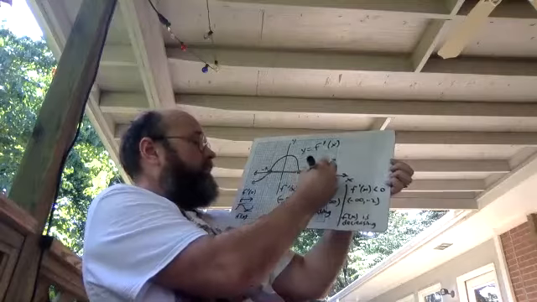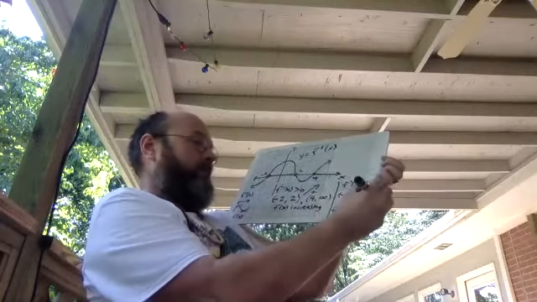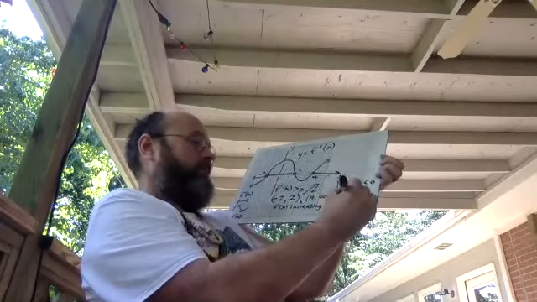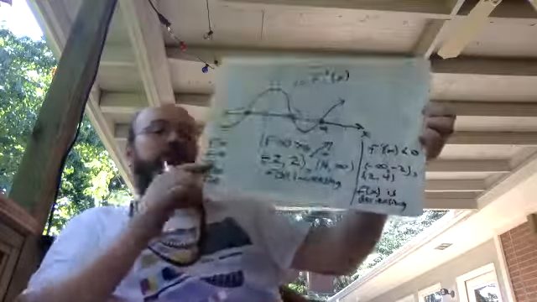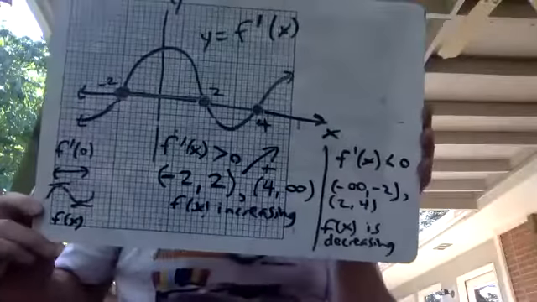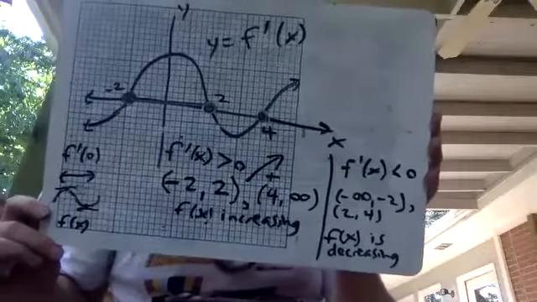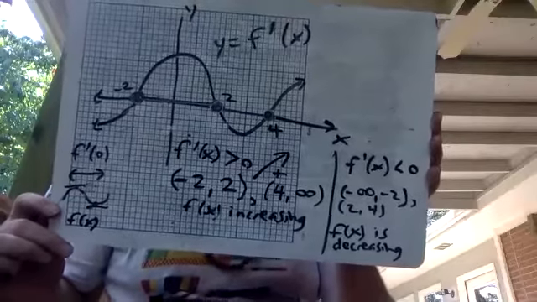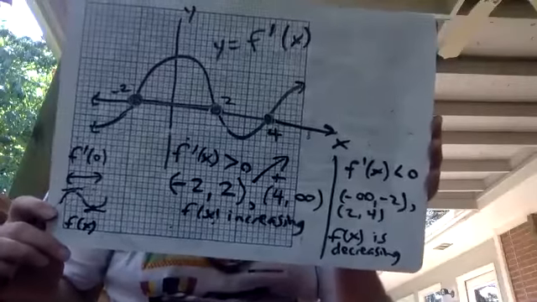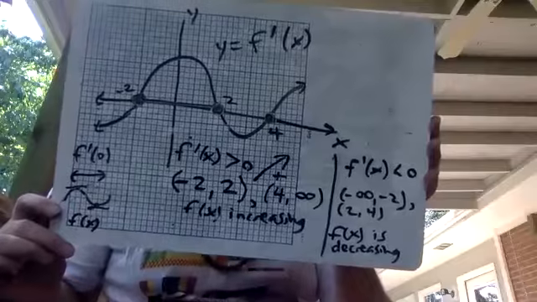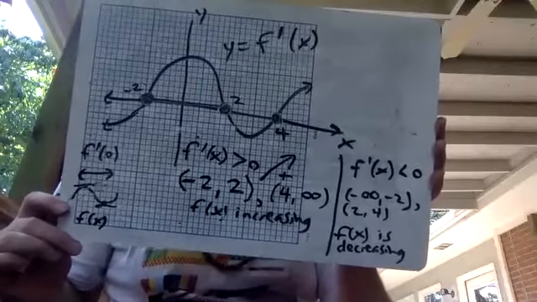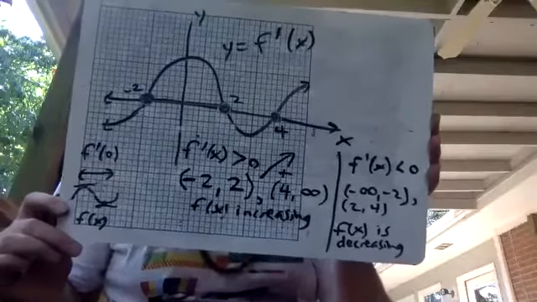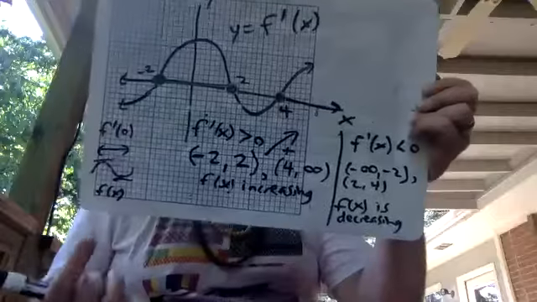Similarly from 2 to 4, not including those points, the derivative is also negative, so the original function is sloped downwards, it's decreasing, right? Because the derivative is just slope. It's positive, it's increasing. It's negative, it's decreasing. It's 0, it's flat. And what does that mean? It means it's at a peak or a trough.